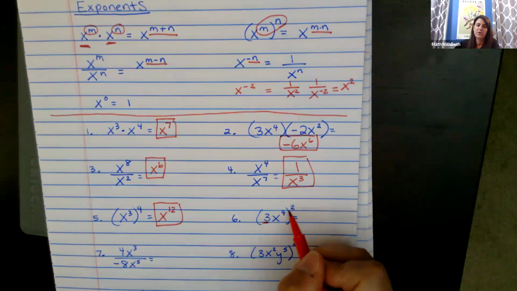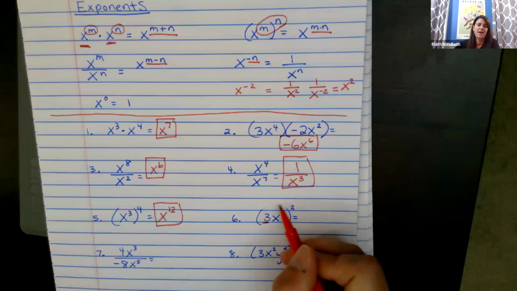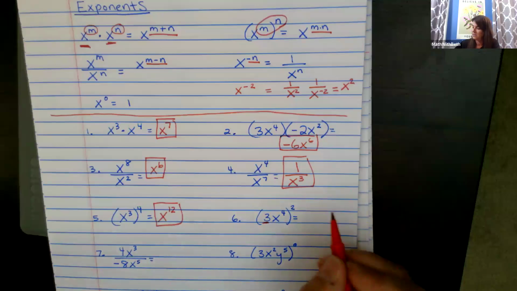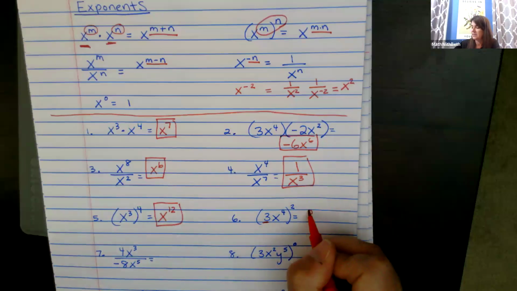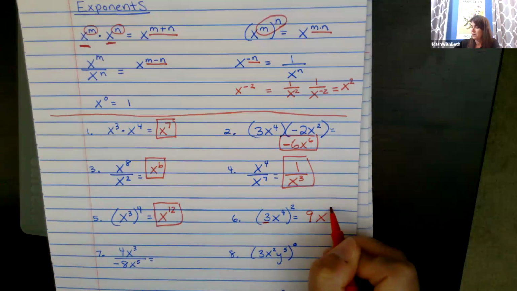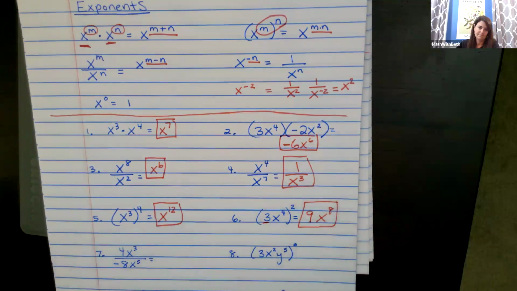The x to the 4th raised to the 2nd, I am going to multiply those, but 3 to the 2nd, I don't multiply that. I do 3 times 3. So I square the 3 just like it says to. So you should be treating the numbers in front differently than you're treating the exponents.